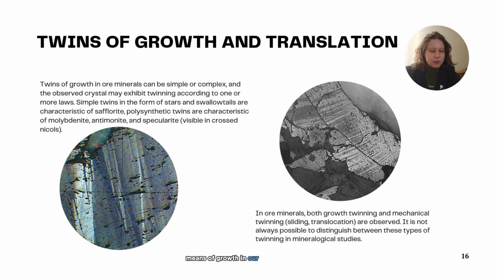Twins in ore minerals can be simple or complex, and the observed crystal may exhibit twinning according to one or more laws. Simple twins in the form of stars and swallowtails are characteristic of sphalerite. Polysynthetic twins are characteristic of molybdenite, ilmenite, and specularite. In ore minerals, both growth twinning and mechanical twinning are observed. It is not always possible to distinguish between these types of twinning in mineralogical studies. On the right side, you can observe polysynthetic twins of molybdenite. On the left side, you can see polysynthetic twins of ilmenite.